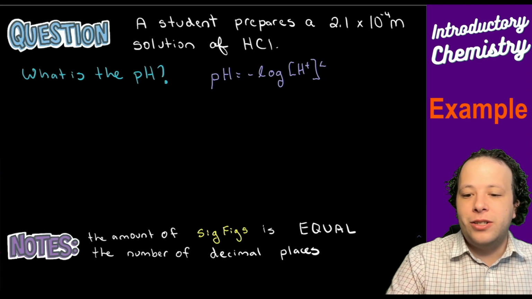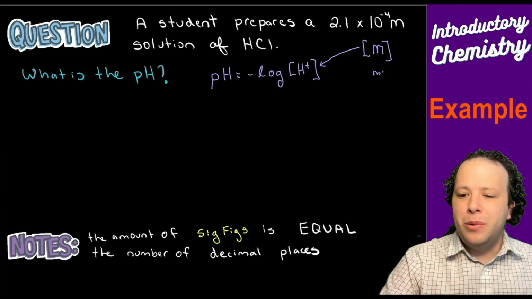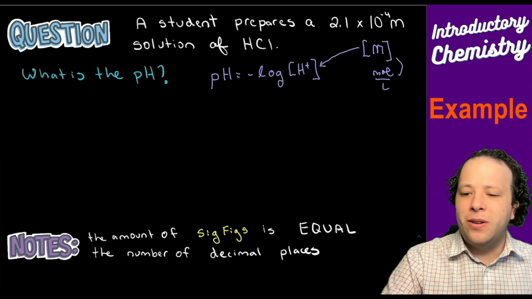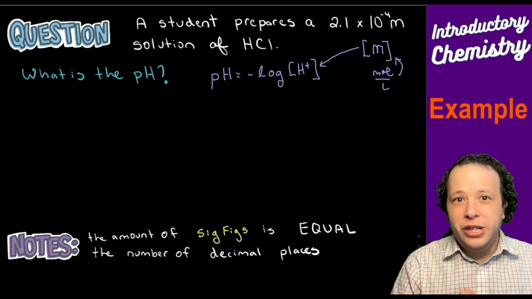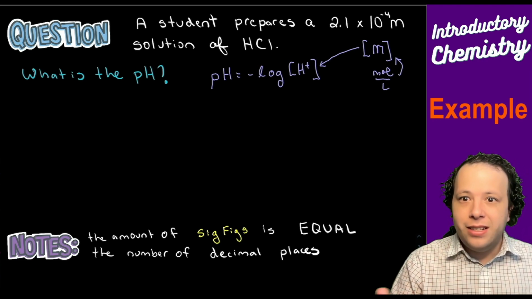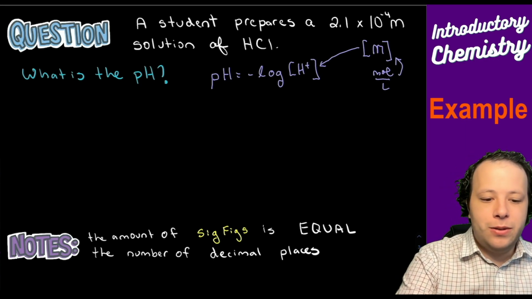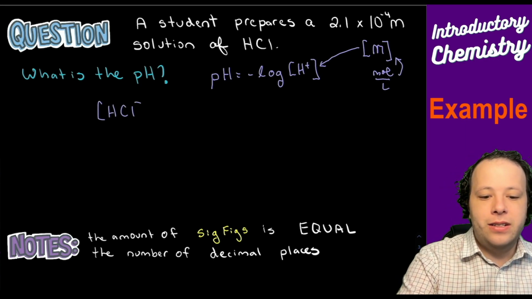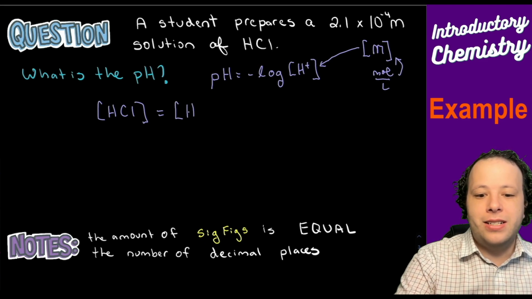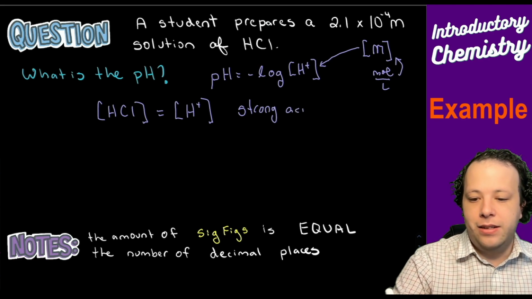Meaning when we have concentration, those square brackets are always telling you about molarity. So we're always going to be in moles over liters when we are looking at those units for either H plus or OH minus. Being that HCl is a strong acid, it's going to completely dissociate into H plus, so those concentrations are going to be equal to each other. So the concentration of HCl is going to be equal to the concentration of H plus, and this is for strong acids. So keep that in mind.